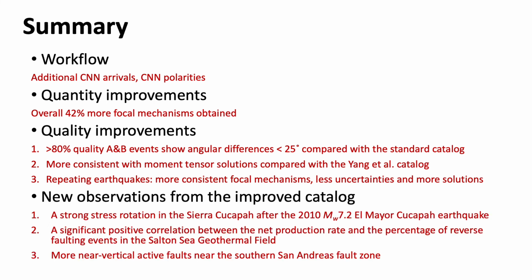Here are some new discoveries from the improved catalog. We observed a strong stress rotation in the Sierra Cucapah after the 2010 magnitude 7.2 El Mayor-Cucapah earthquake. A significant positive correlation between the net production rate and the percentage of reverse faulting events in the Salton Sea geothermal field, as well as more near vertical active faults near the southern San Andreas fault zone.